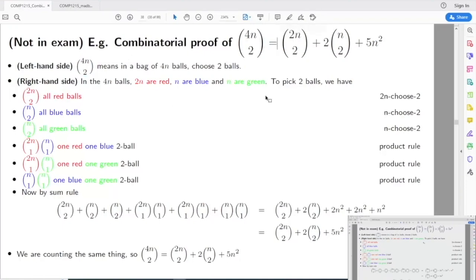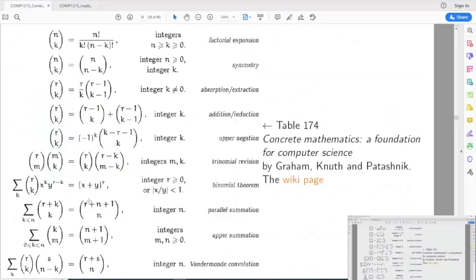That's it. If you understand this, I can tell you, you can prove Vandermonde. Now, you have R plus S balls. You want to pick N balls. Let's say R is 1 million, S is 10.